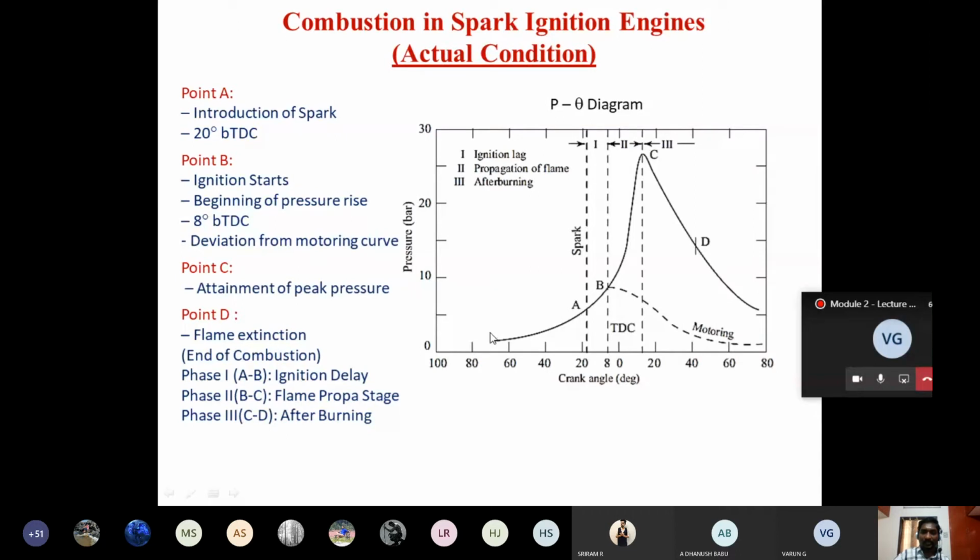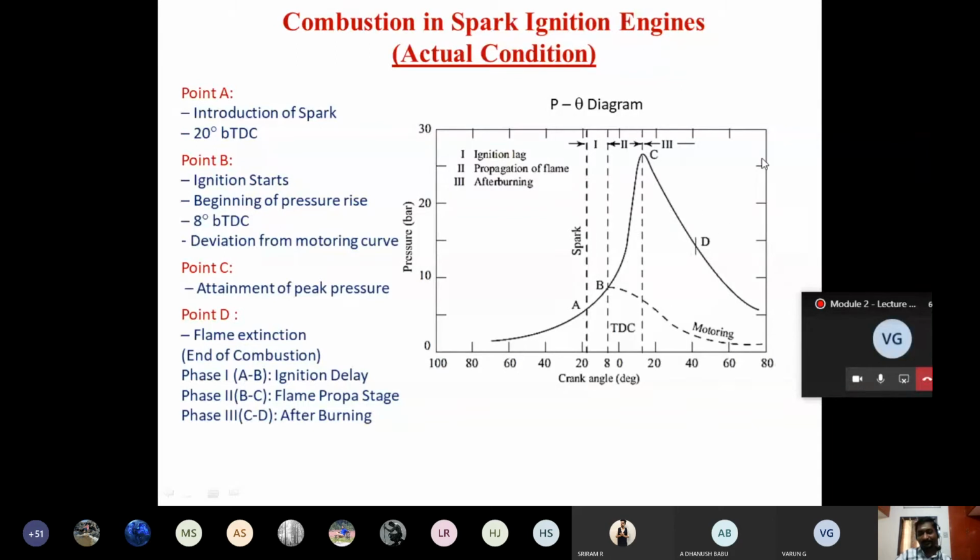So we have point A, point B, point C, point D. Point A, in the actual combustion process, is the place where the spark is introduced. Point B is where the sudden rise in pressure is observed, and C is the peak pressure. D is the end of combustion, or the extinction of the flame. AB is stage 1 of combustion, BC is stage 2, and CD is stage 3. So AB is the ignition delay or ignition lag stage, BC is the flame propagation stage, and CD is the afterburning stage, right?